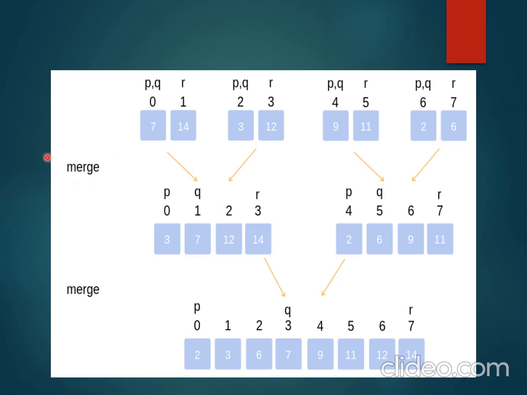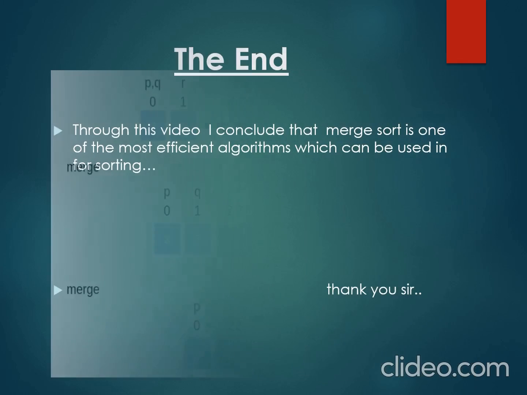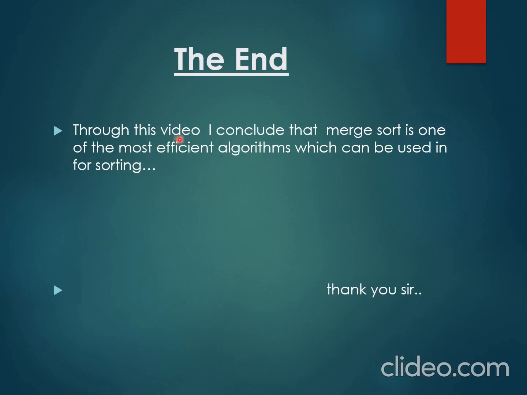And again after this second merge, we get the total sorted array. Here all the 4 elements are compared with all these 4 elements. So after merging this, we get the sorted array as 2, 3, 6, 7, 9, 11, 12, 14. Okay. In this way, the merging has been done in this example. Okay. Through this video, I conclude that merge sort is one of the most efficient algorithms which can be used for sorting. Thank you, sir.